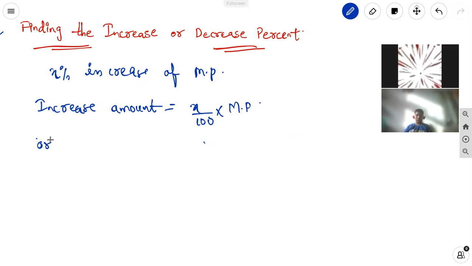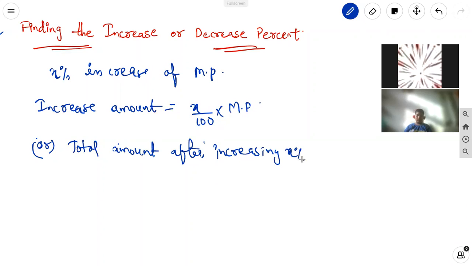Or, total amount after increasing. Total amount after increasing X percentage is equal to 100 plus X by 100 into market price. This is the total amount. The earlier one is only the increasing amount.